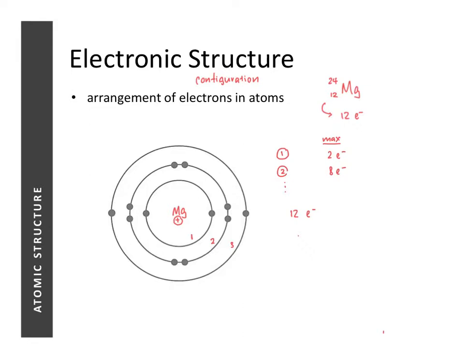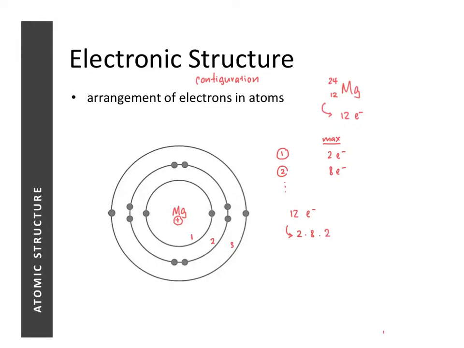The first shell will have 2 electrons. How about the second shell? We can accommodate 8 electrons. So now we already have 10 electrons occupying the electron shells. How many electrons do we have left? We have 2 more electrons.